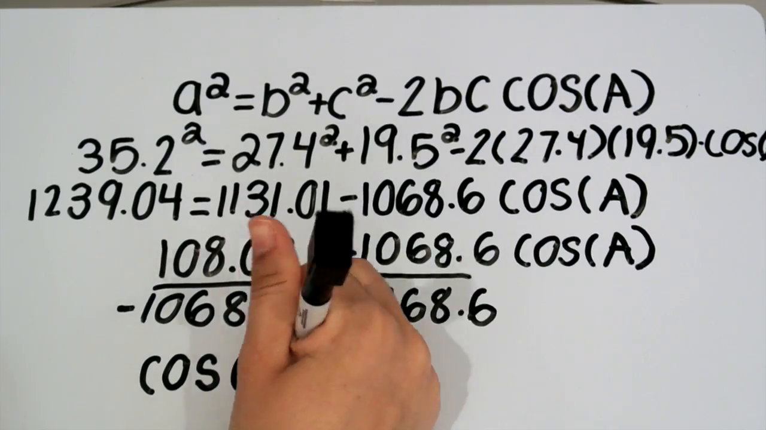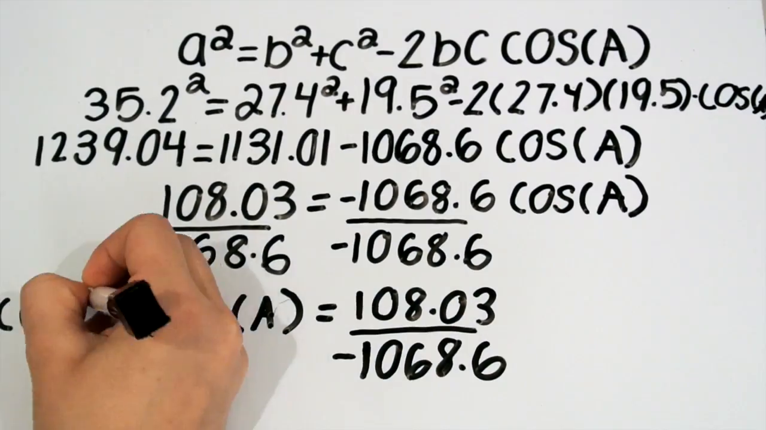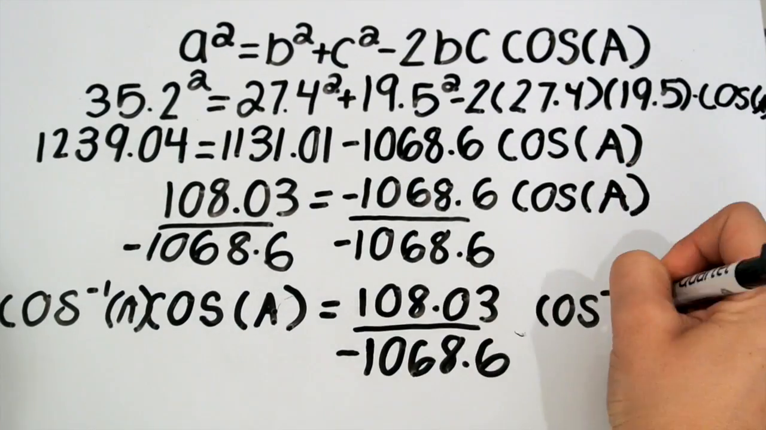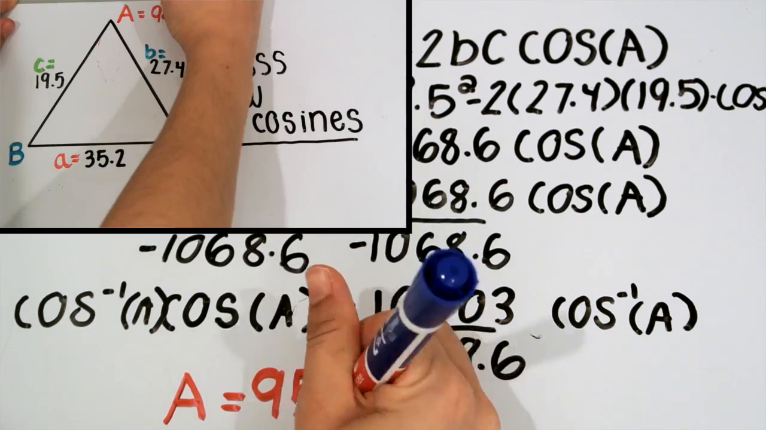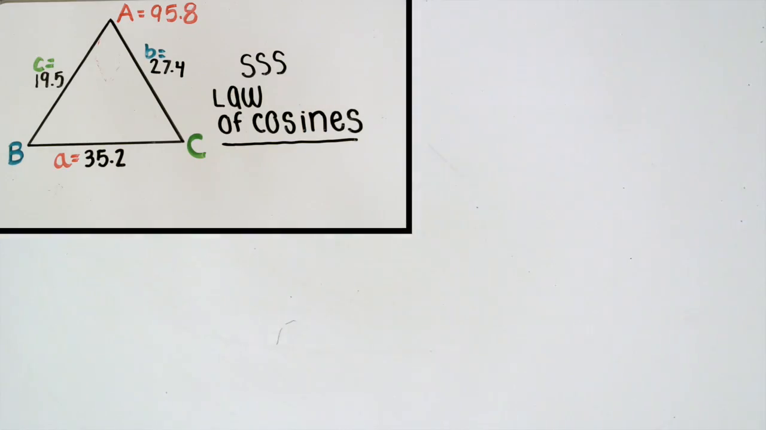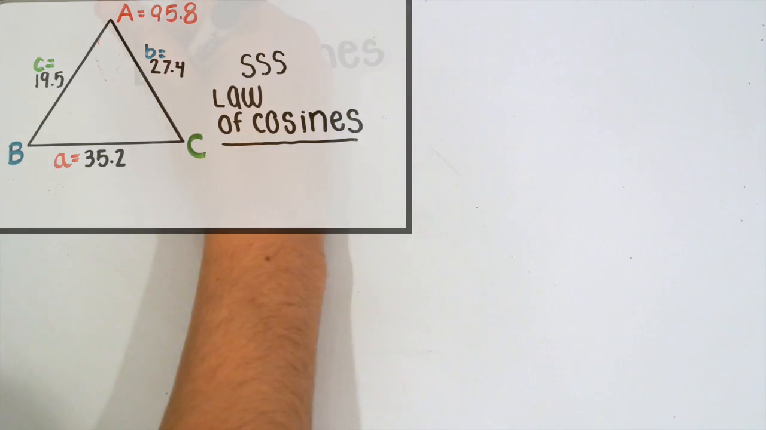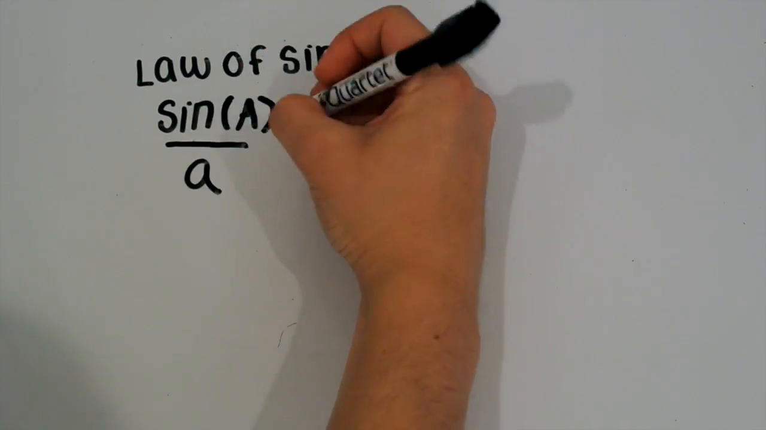From here, in order to find angle A, we must take the inverse cosine and multiply it on each side. Angle A is equal to 95.8, rounded. Since it's greater than 90 degrees, we have avoided the ambiguous case. Now we must use the law of sines to find the second angle measurement.